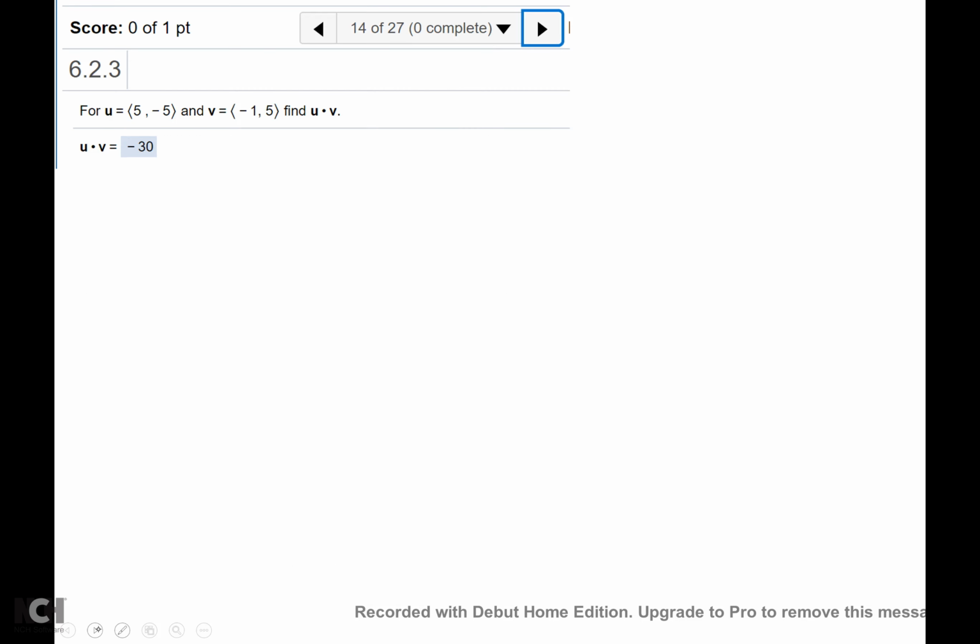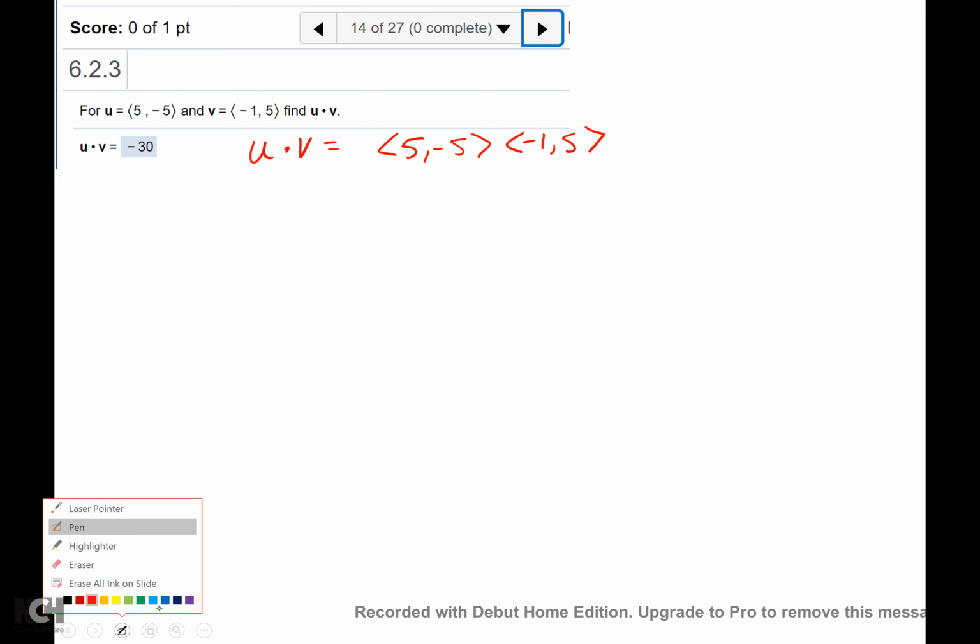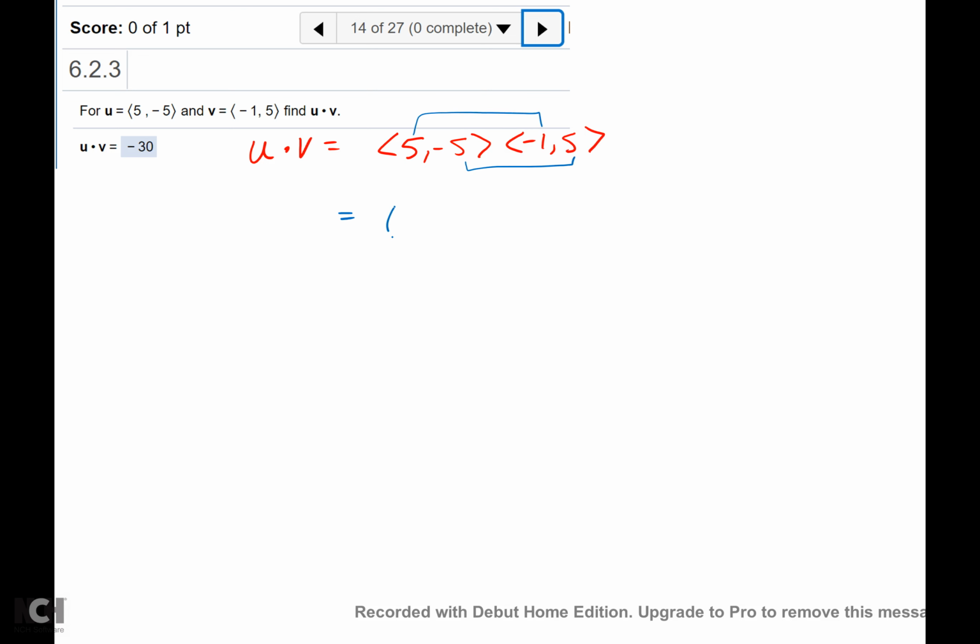Alright, there's an example. Number 14. It says for u equal 5, negative 5, and v equal negative 1, 5, find u times v. When you take u times v, you're taking 5, negative 5, times negative 1, 5. So to multiply vectors, you do the first times the first plus the second times the second. So I have 5 times negative 1 plus negative 5 times 5. That gives me negative 5 plus a negative 25, which gives me negative 30.